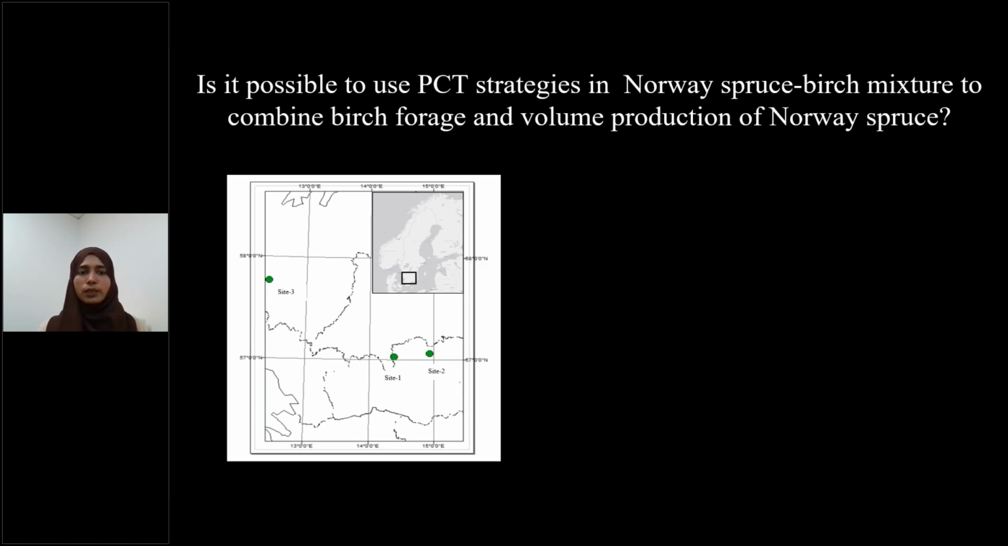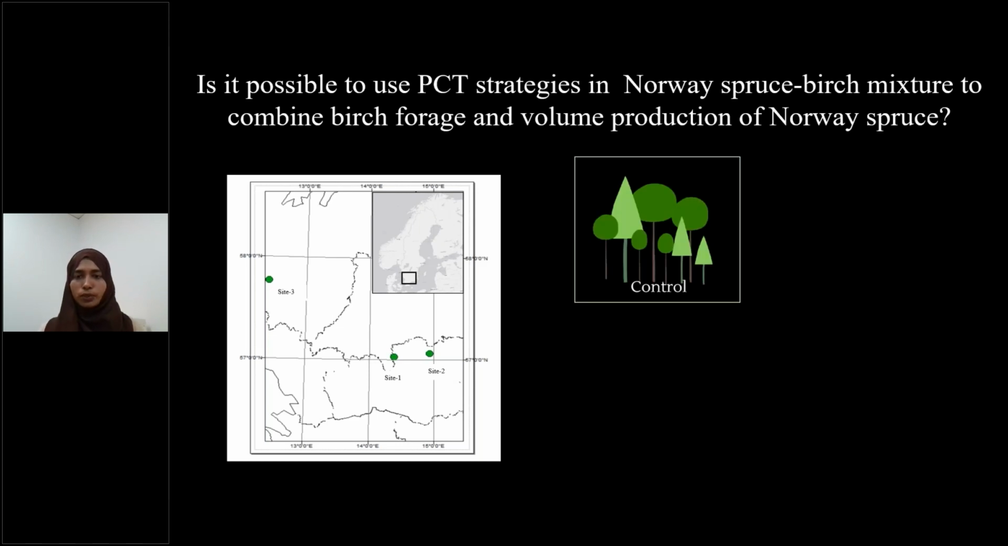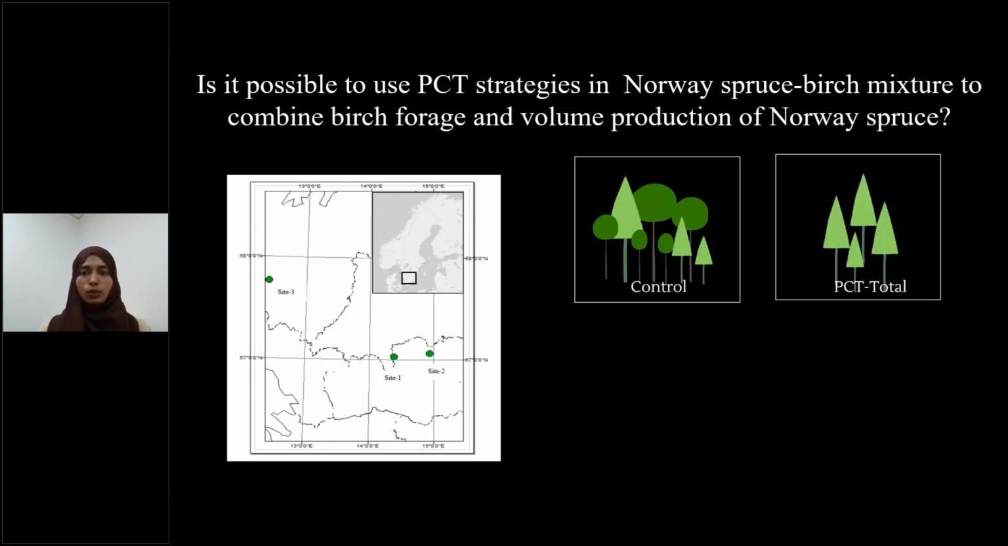An experiment was established with one control, so there was no pre-commercial thinning done, and 3 different treatments. So the first one was PCT total. So we removed everything except 2,000 Norway spruce per hectare.